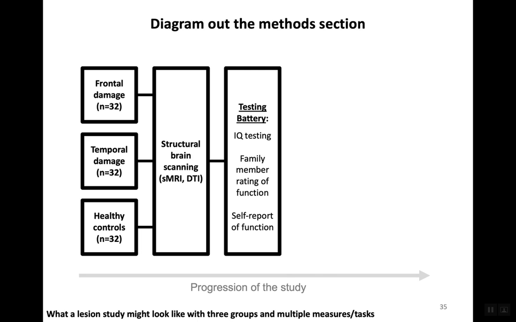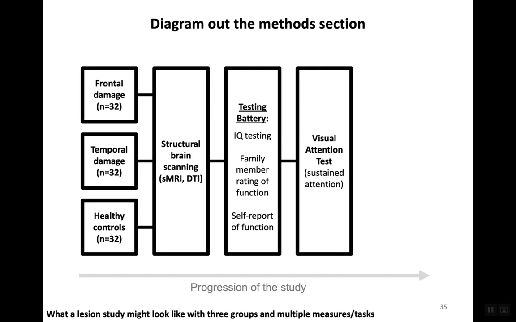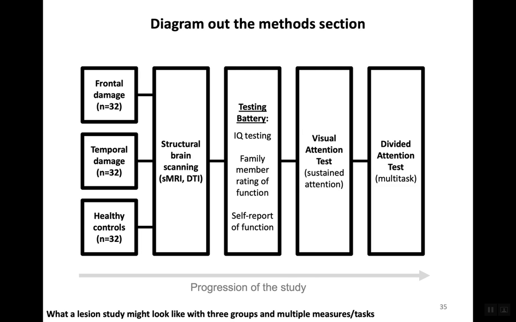And then we can proceed with the main part of the study. So let's say participants go through a first experiment that tests visual attention, to be more precise, sustained attention, while in a second experiment they go through a measurement of divided attention relying on multitasking. Okay, so this is how such a diagram might look for a relatively complex study that looks at the impact of different types of lesions with regard to visual attention.